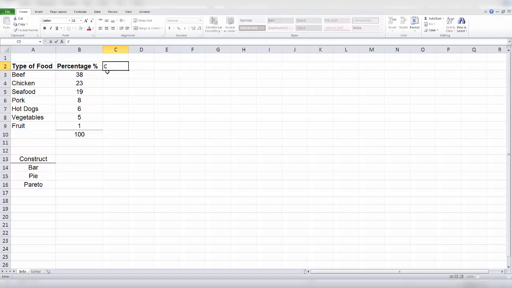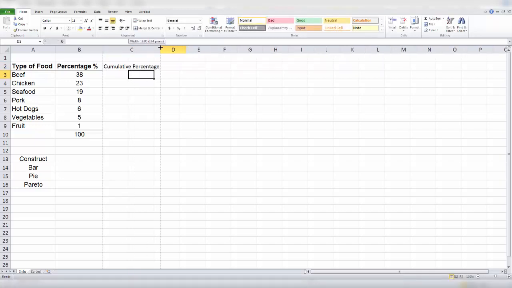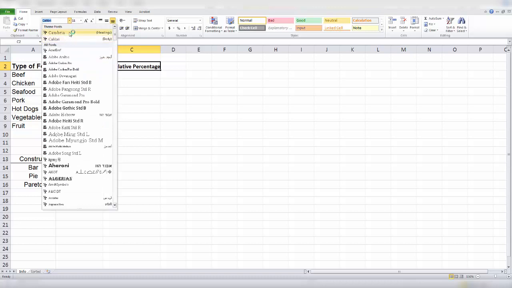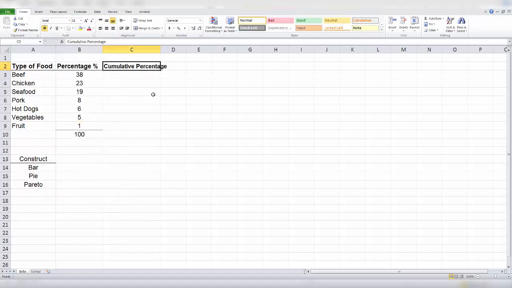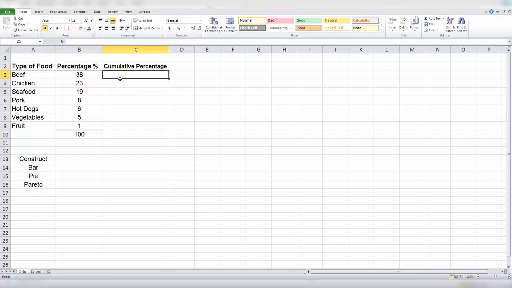Okay, cumulative percentage. And you can drag this over to make it fit. Okay, and bold it. And I was actually using Arial, which is here. Let's put that there. Okay. Oh, our line here. Okay.